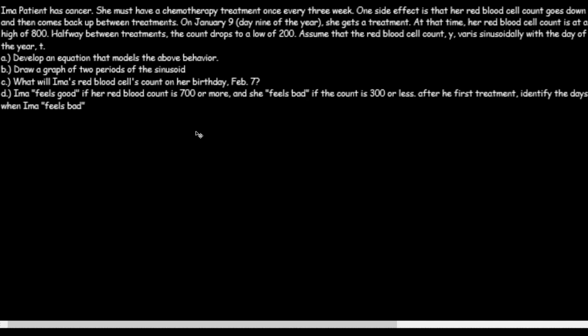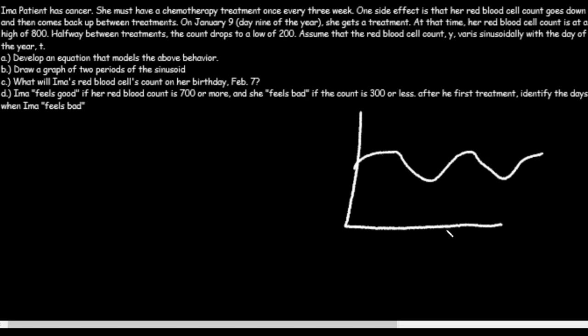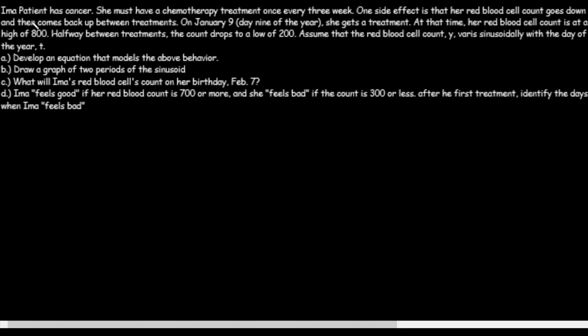Assume that the red blood cell count Y varies sinusoidally with the day of the year T. So the first question asks to develop an equation that models the above behavior. Sinusoidally just means that it varies like this, like it's always consistent. So we should first develop an equation that graphs this. So let's just draw this out first. We can just skip to B first.